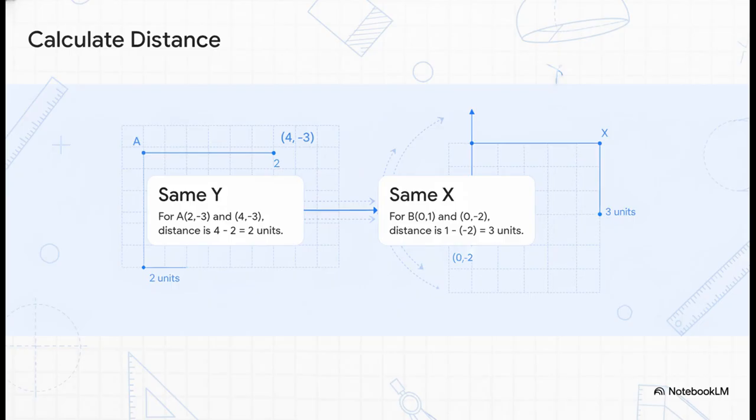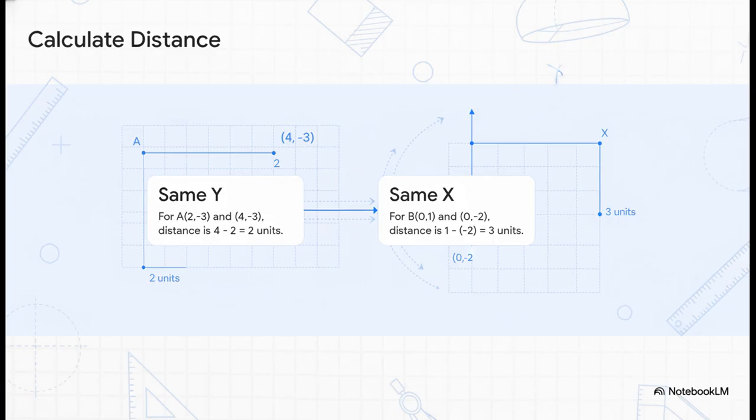Say we want the distance between 2, -3, and 4, -3. Notice how they both share that -3 for y? That means they're on the exact same flat plane. So we just take the x values. 4 minus 2 gives us a super simple distance of 2 units.